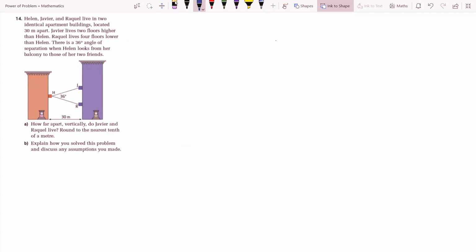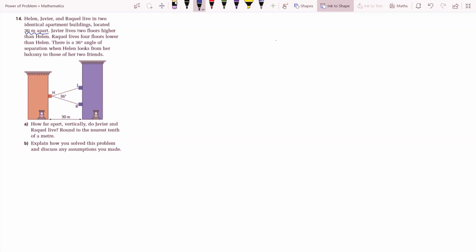So let's get started. Helen, Javier and Raquel live in two identical apartment buildings located 30 meters apart. So that's our first key piece of information, 30 meters apart. Javier lives 2 floors higher than Helen, and Raquel lives 4 floors lower than Helen. There is a 36 degree angle of separation when Helen looks from her balcony to those of her 2 friends.